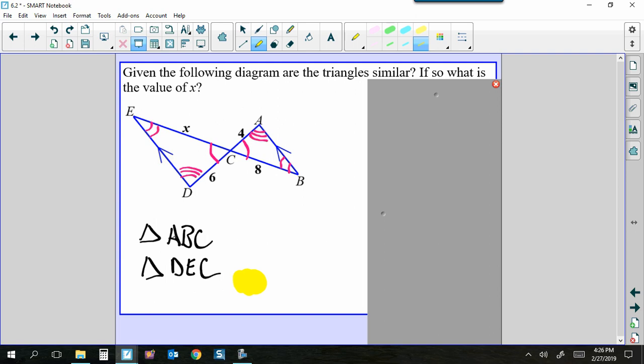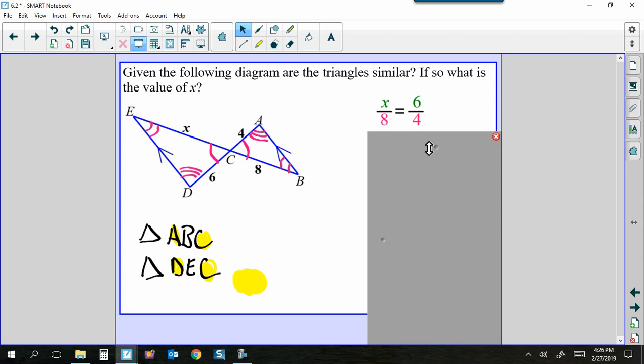Looking at the 4, we have A and C, which are our outer 2 letters. That would be compared to DC, which is 6. So X is compared to 8, and the 6 is compared to the 4, and you can see that through the order of the letters. So I'm going to go ahead and make a proportion. I have X over 8, and I have 6 over 4.